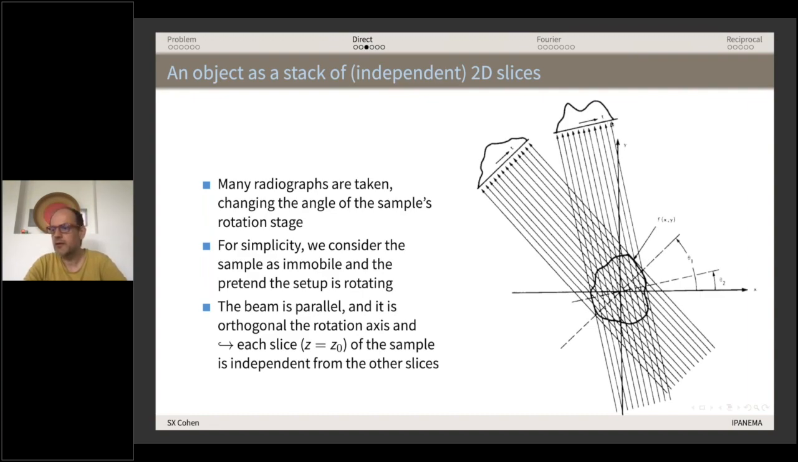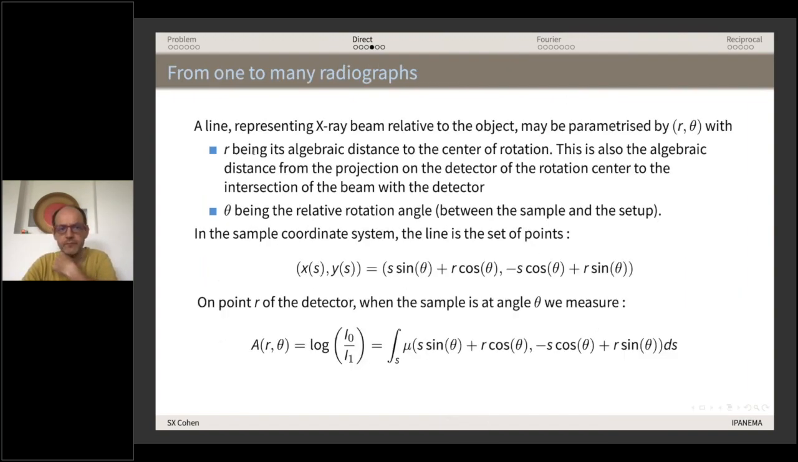Okay, so these two parameters, theta and this distance, are sufficient. Here it's called t, but later on I will call it r. These two are sufficient and necessary to represent this ray. Okay. So these are the two parameters, r and theta.